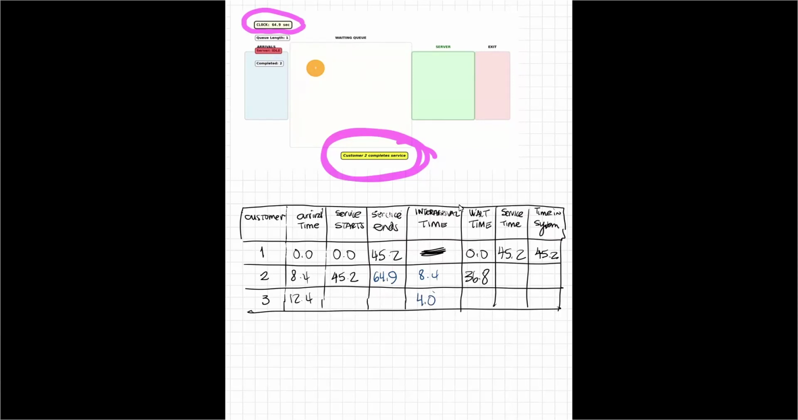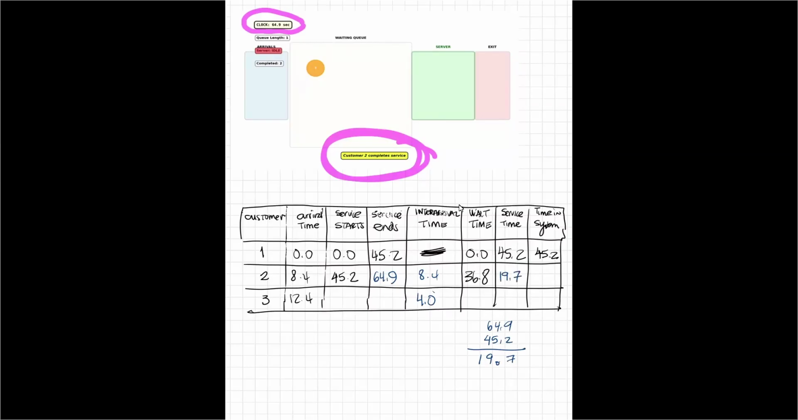So what do we know? We know the service time. Can we calculate the service time? Yes, the service time ended at 64.9 and it had started at 45.2, almost 20 minutes, right? Yeah, almost 20 minutes, 19.7.